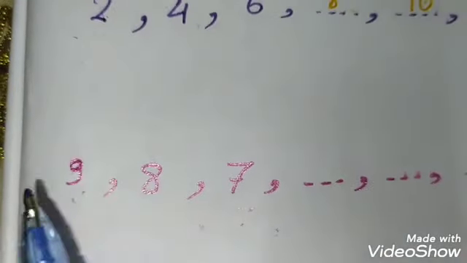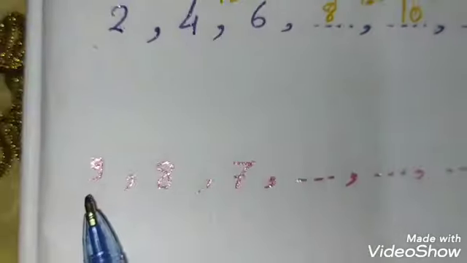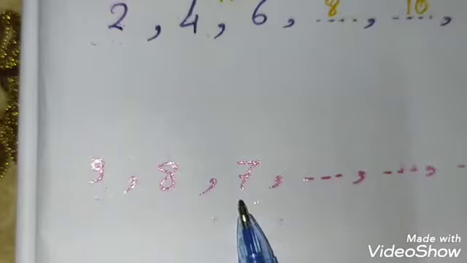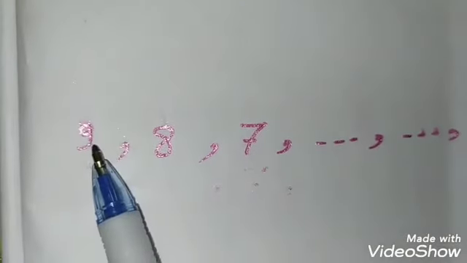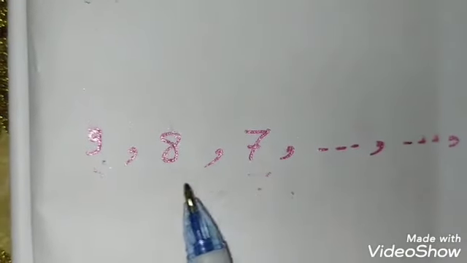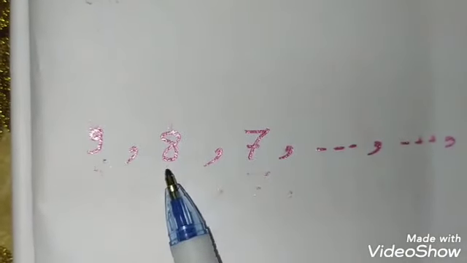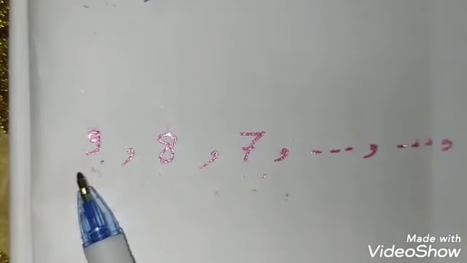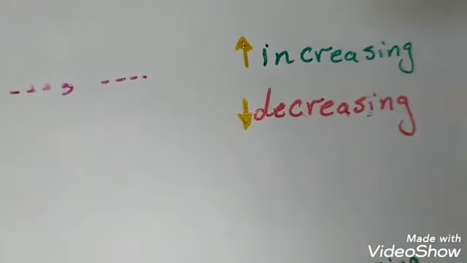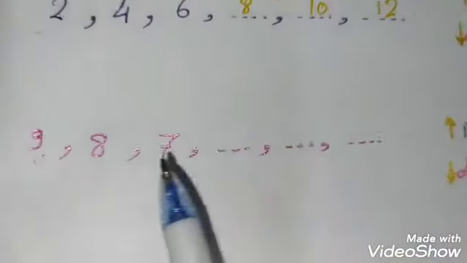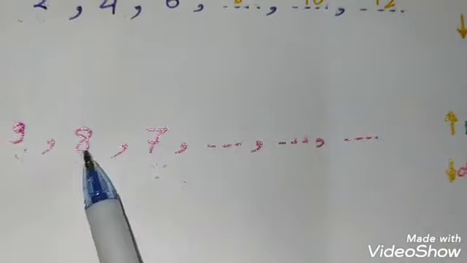Another kind of patterns. Now, look in front of you. It's 9, and then 8, and then 7. Look again. It's 9, then 8, then 7. As you can see, 7 is less than 8, and also 8 is less than 9. Can you think? Is it increasing or decreasing? Look again. 7 is smaller than 8.